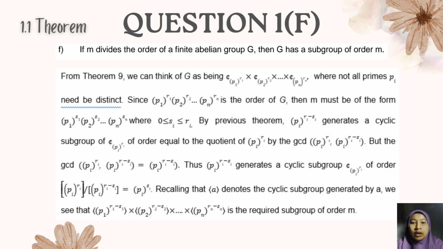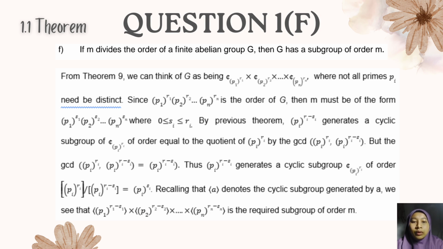Since p1^r1 times p2^r2 and so on up to pn^rn is the order of G, then M must have the form p1^s1, p2^s2 and so on up to pn^sn, where si is greater than or equal to 0 and less than or equal to ri.